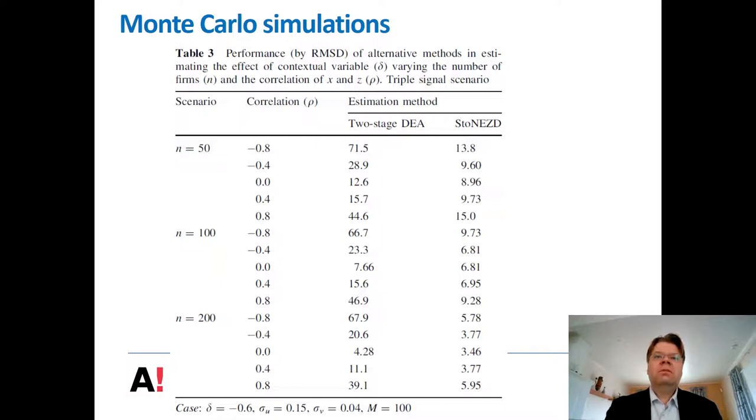And both estimators seem to, of course, benefit when there is a larger sample size. So the precision improves if we move from 50 observations to 100 or 200 observations. So even two-stage DEA with 200 observations works better, especially if there is no correlation between X and Z, than the StoNED estimator with a very small sample size. But obviously the performance improves as the sample size increases. So there are also further simulations. This is just a glimpse of what kind of simulations there are in these papers.